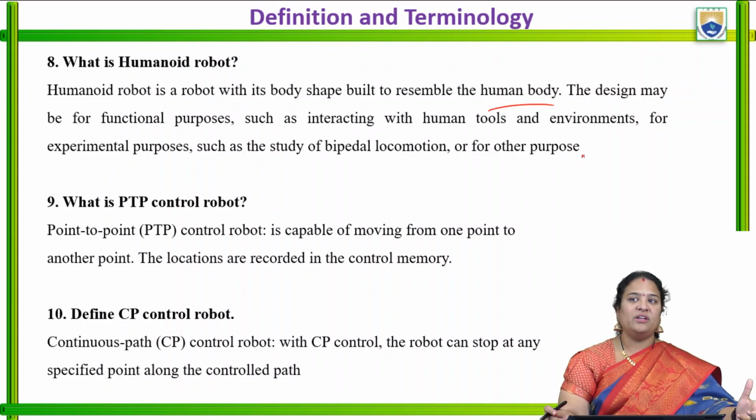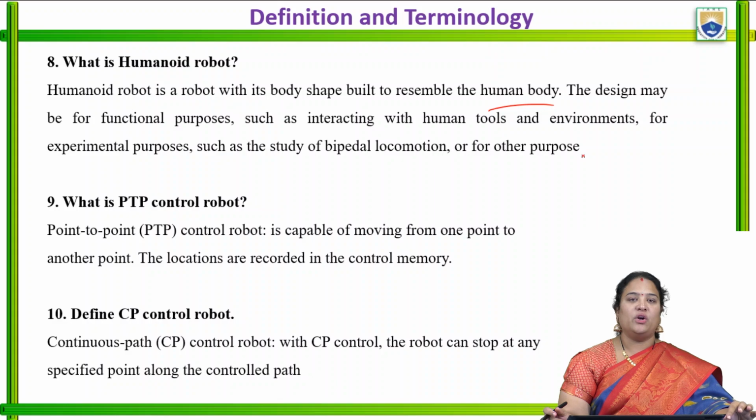So when we are using any robot which has been structured in the shape of a human, and which does all the work same as that of a human, that is known as a humanoid robot.